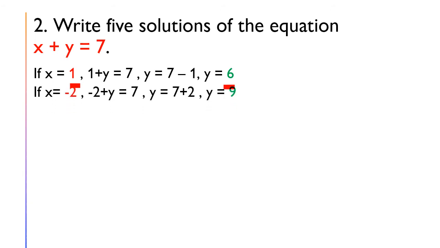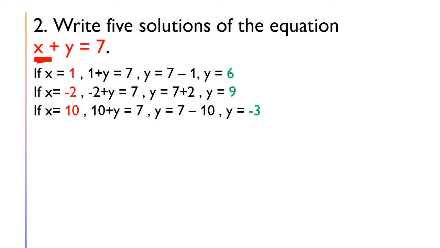Now I have considered a negative value. The value of x you can consider as anything of your choice. Once you consider the value of x, you'll automatically get the value of y. So if I consider the value of x as minus 2, I substitute minus 2 in place of x here. So minus 2 plus y is equal to 7. When minus 2 goes to the other side, it becomes plus 2, and 7 plus 2 gives us 9. Then we have the next one.